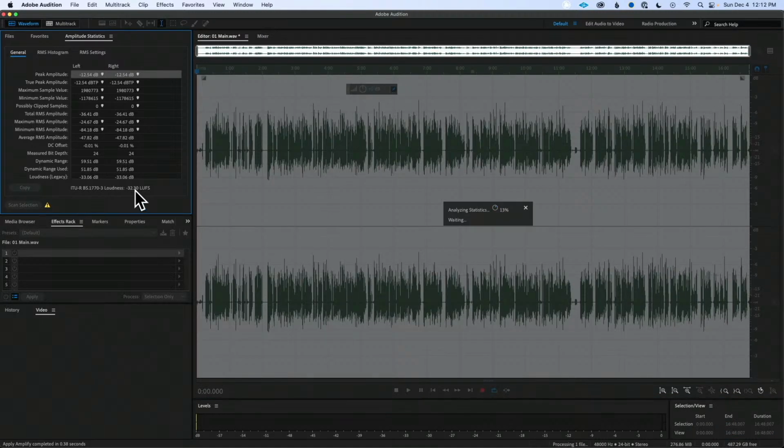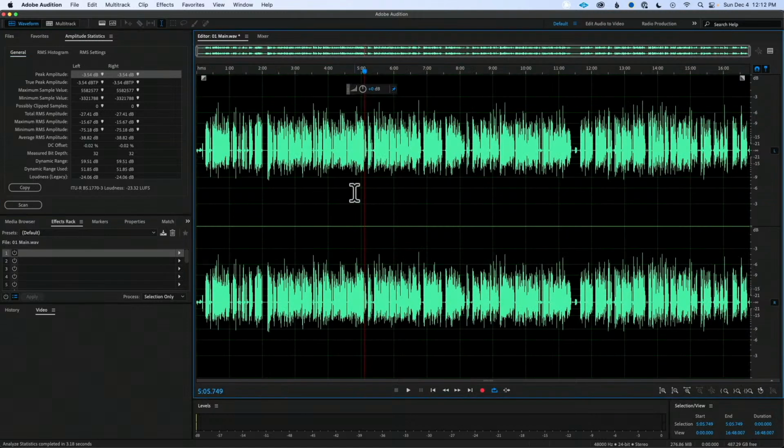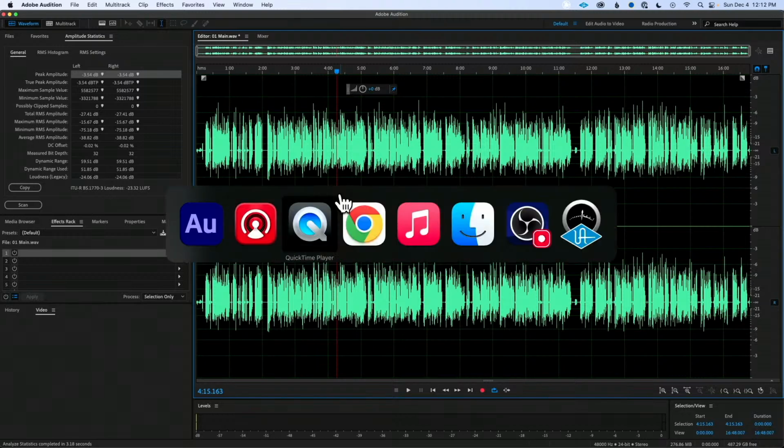Measure it again. Now where are we at? We're at minus 23.32. Brilliant. Our true peak is at minus 3.5. So we've got plenty of headroom there. We're not going to clip, even after compressing it and exporting it as a lossy format in the video. Let's listen to it now and see how it sounds.